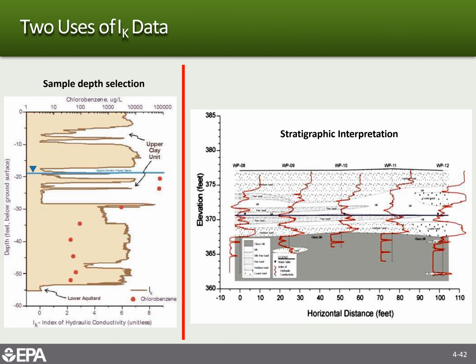This is an example of their cross-section where the chlorobenzene concentrations are in the red, but the hydraulic conductivity zones are in this brown line that pops out through here and here. So this is an example of the data you'd collect, and then a few of those in a row gives you a stratigraphic interpretation as well as concentration data for your understanding of the extent of contamination.